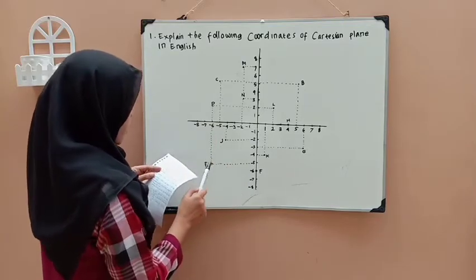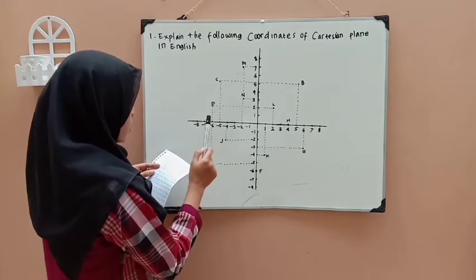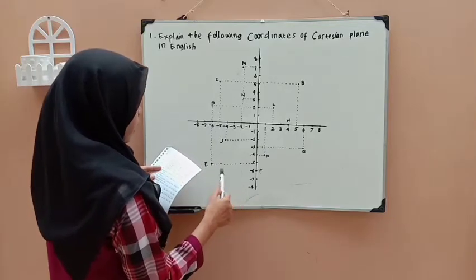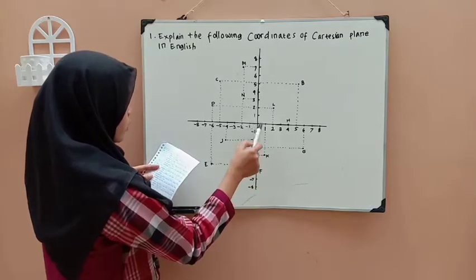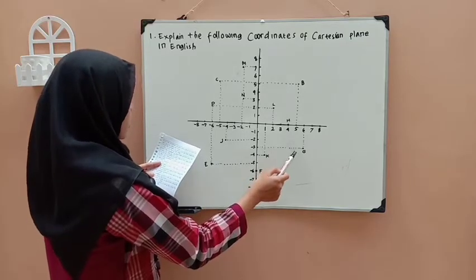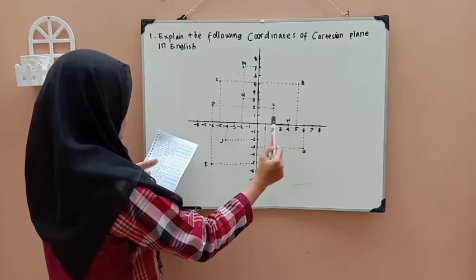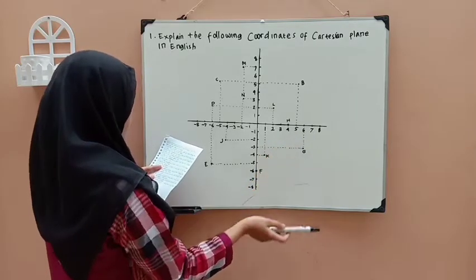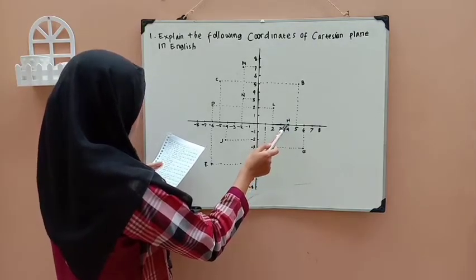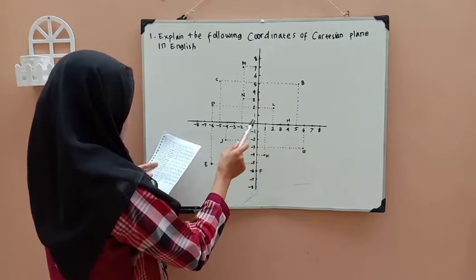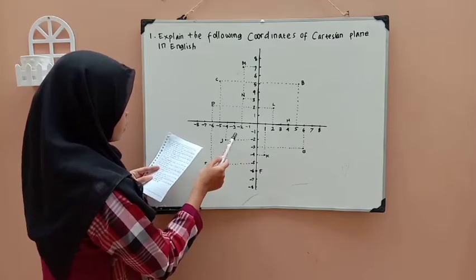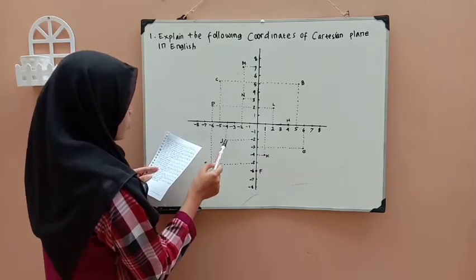The coordinates of point A are go back along the x-axis 6, then go down 5. The coordinates of point F are 0 the origin and go down 6. The coordinates of point G are 6 to the right of and go down 3. The coordinates of point H are 4 to the right of and 0 the origin. The coordinates of point G are go back along the x-axis 4, then go down 2.